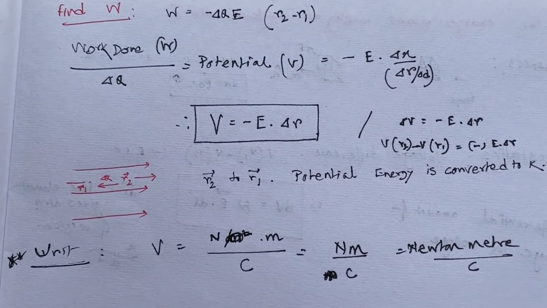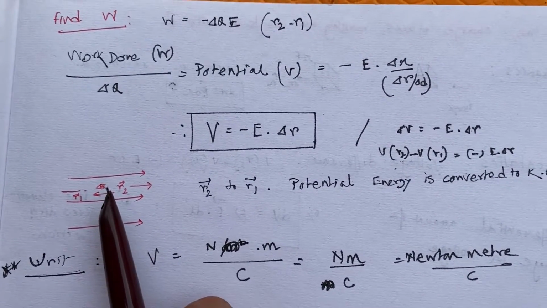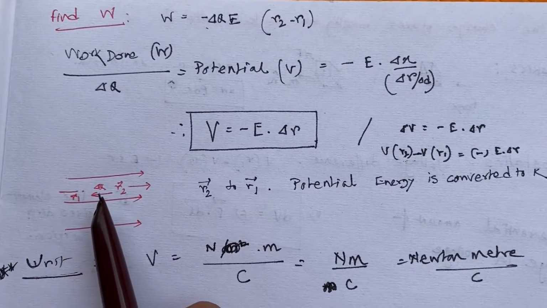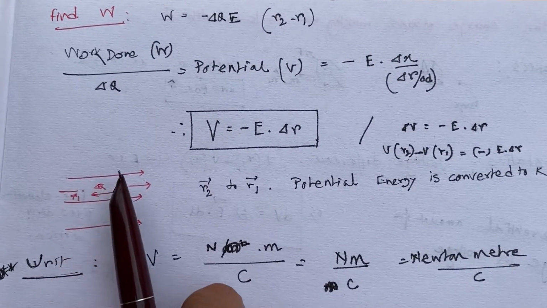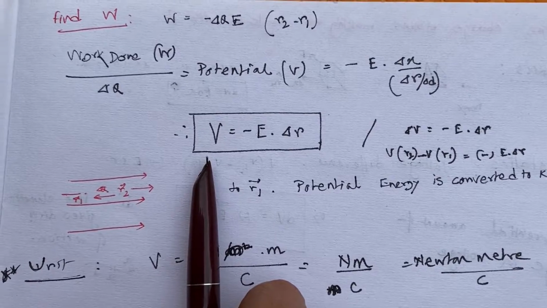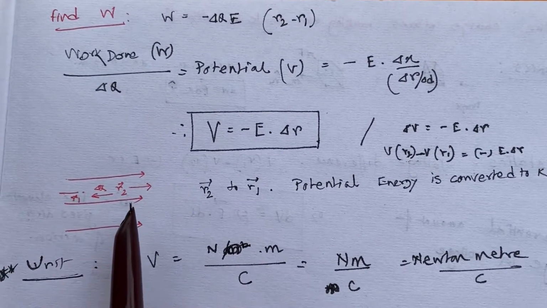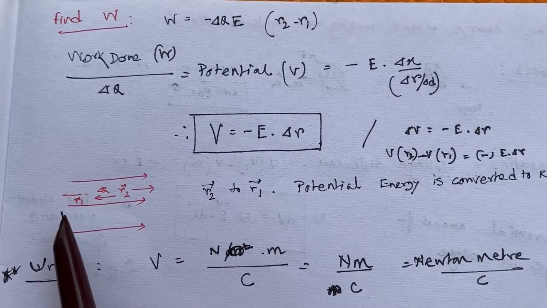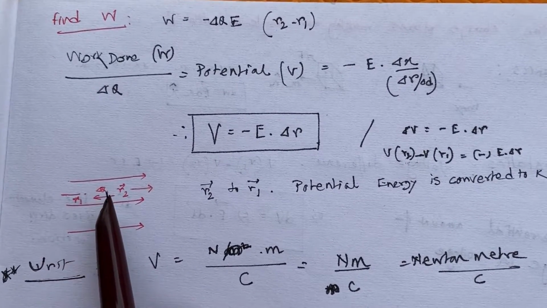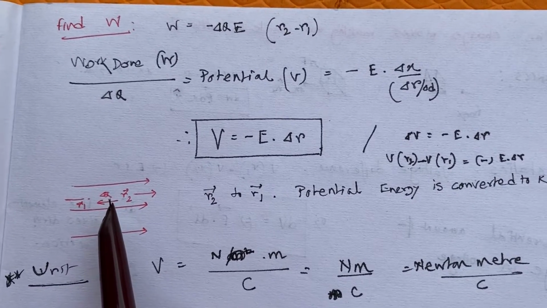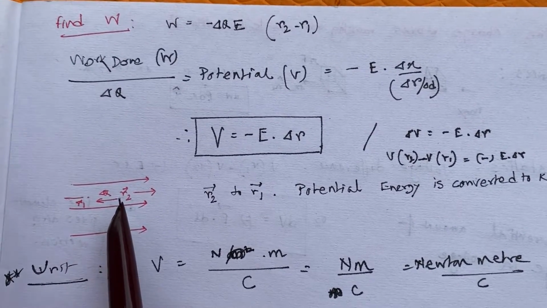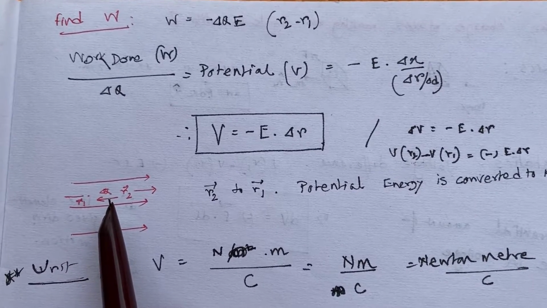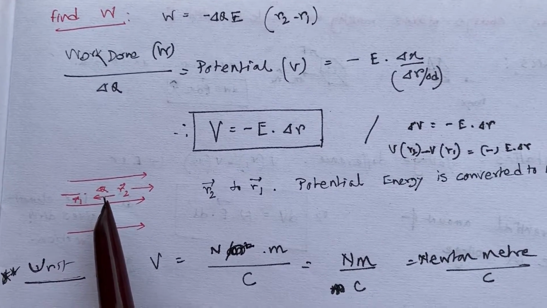Now, if I have a charge delta Q and I want to move it from R2 to R1, the electric field is directed in this direction, and I want to move this delta Q charge opposite to the direction of the electric field. So delta Q will not be able to move itself from R2 to R1. I need to do some work on this delta Q charge. Now, what is the amount of the work?